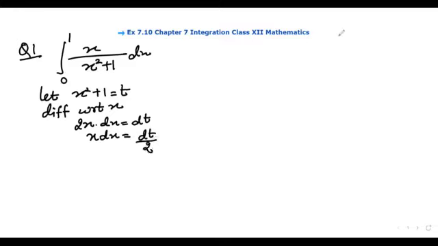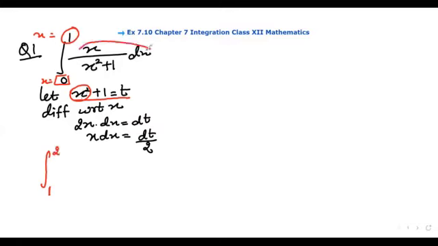There is one very important thing which you must learn in this question. When you are changing the variable of the question, you must change the limits as well. So these are the values of x which are given. And I am changing my question to t. So these values should be of t now. If I put x equal to 0 here, I will get t as 1. If I put x equal to 1, I will get t as 2.